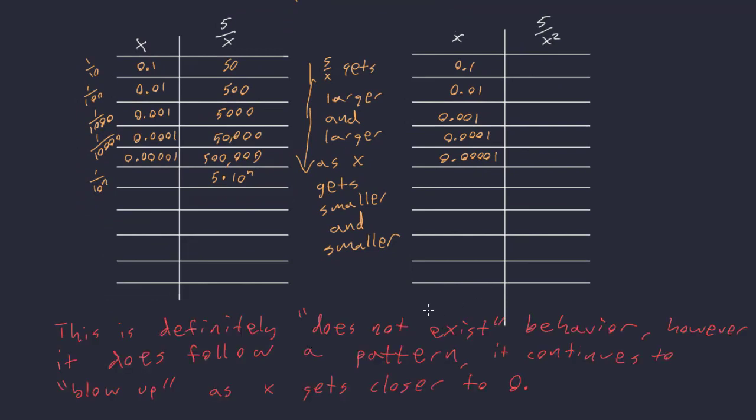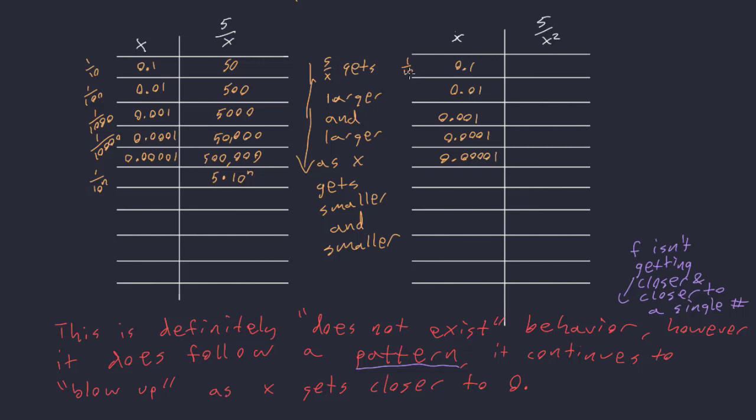Okay, so this is definitely a does not exist behavior, and that's because f isn't getting closer and closer to a single number. However, it does follow a pattern, right? And that pattern is basically it continues to blow up, get larger and larger as x gets closer and closer to 0.